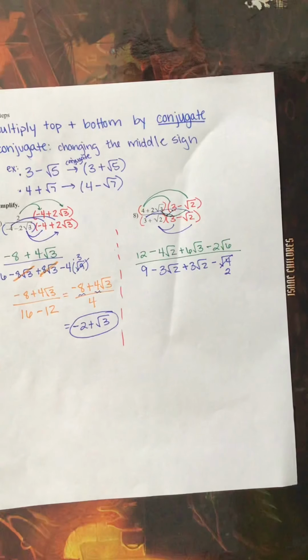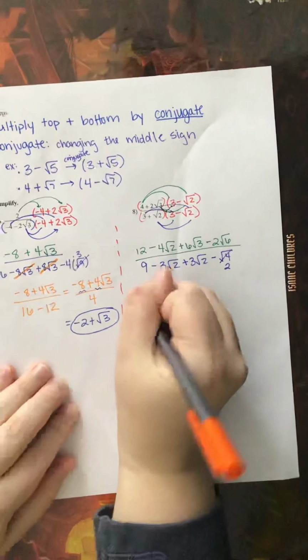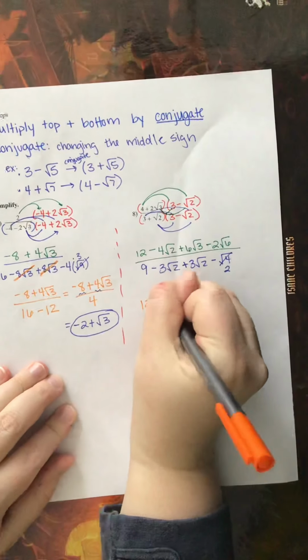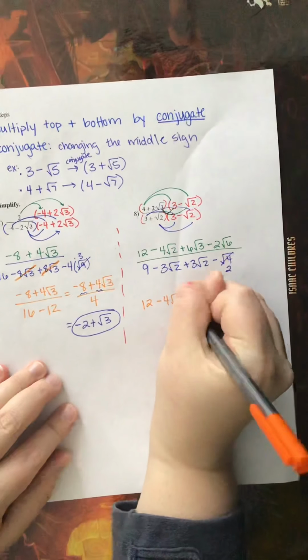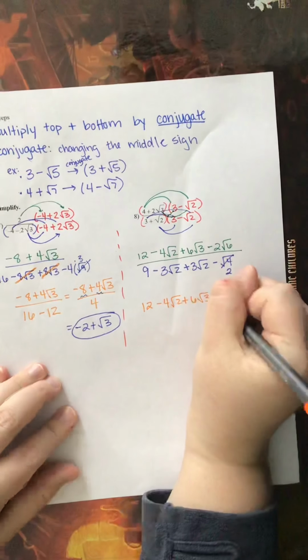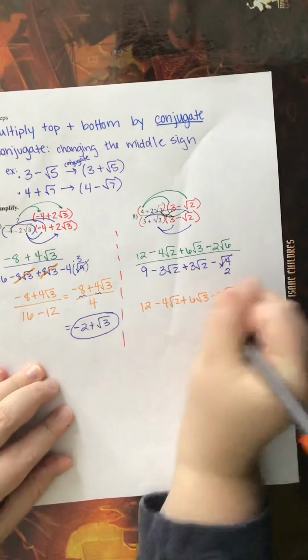Then you just combine things. If I look on top, I have lots of square roots, but none of the radicands, or the numbers underneath, are the same. So I cannot combine anything on top. I'm just going to rewrite it: 12 minus 4 square root of 2 plus 6 square root of 3 minus 2 square root of 6.